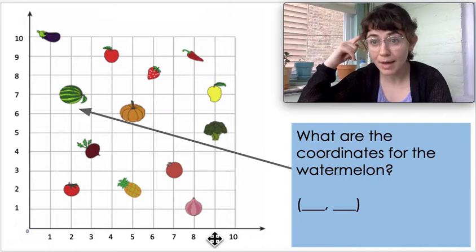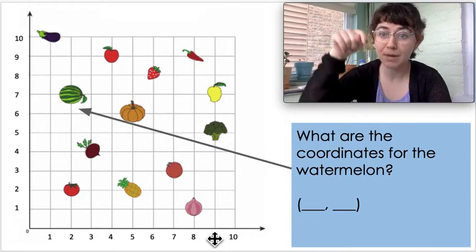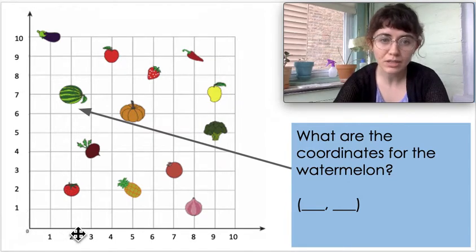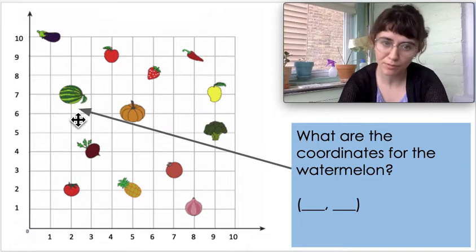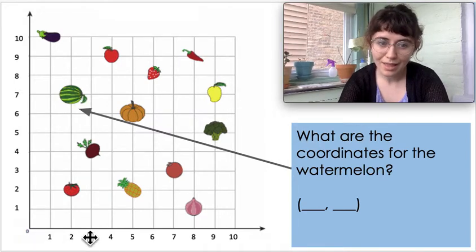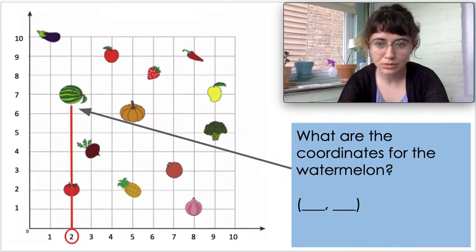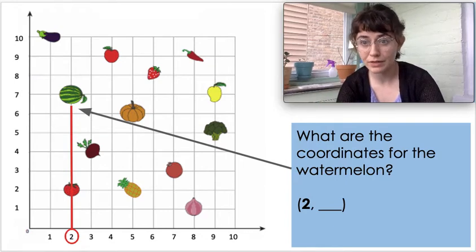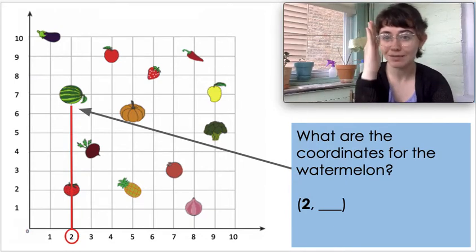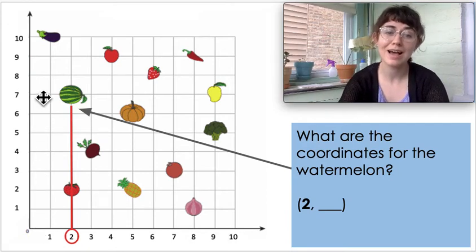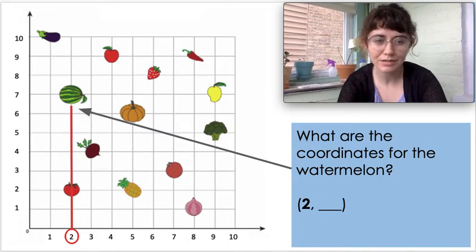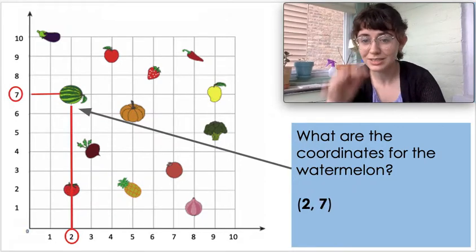The first thing I think about is always looking at that bottom number line. So I'm going to think, how many did I have to go over to line up with the watermelon, or just go down from the watermelon to find it. The number all the way down is 2. So the first number I'm going to write is 2. I always do the bottom number line first. Then I'm going to look at my vertical number line and see how far up did we go to get to that watermelon if we started at 0. So we went up to the number 7. So the next number I write is, of course, 7.